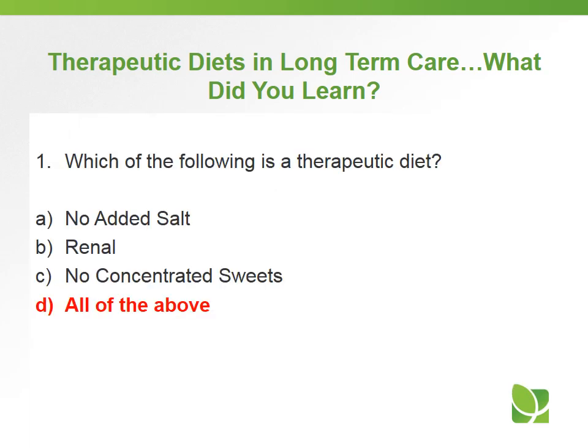Did you get the right answer? All of the above are examples of therapeutic diets: no added salt, renal, and no concentrated sweets.